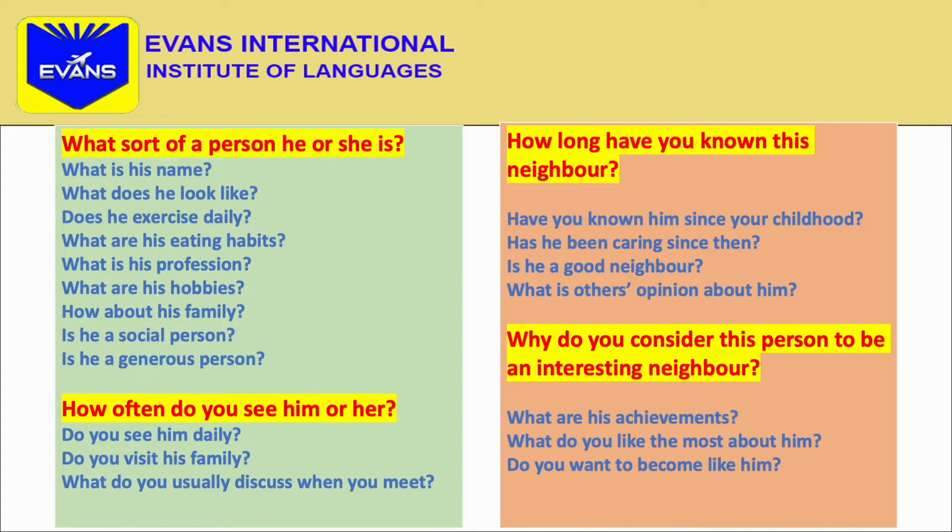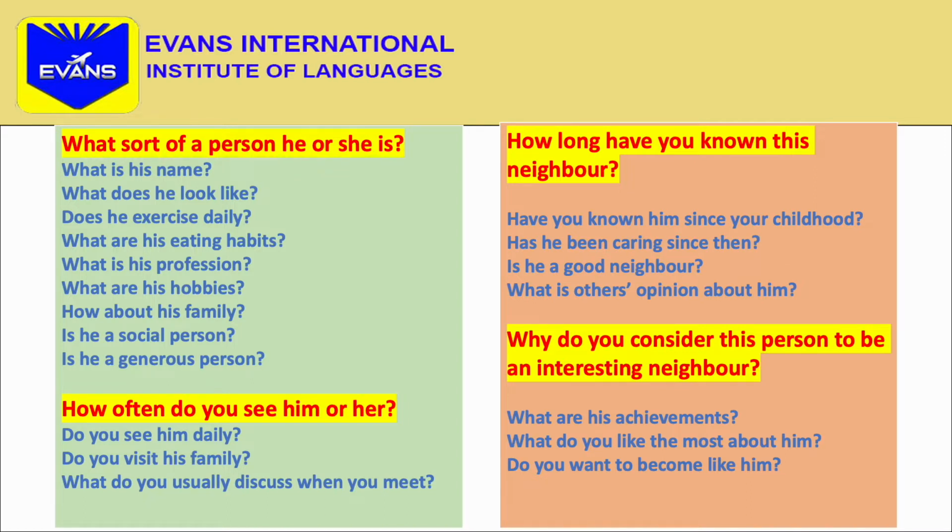Answer the questions under each sub-question to frame sentences. The first sub-question is, what sort of a person he or she is? What is his name? What does he look like? Does he exercise daily? What are his eating habits? What is his profession? What are his hobbies? How about his family? Is he a social person? Is he a generous person?